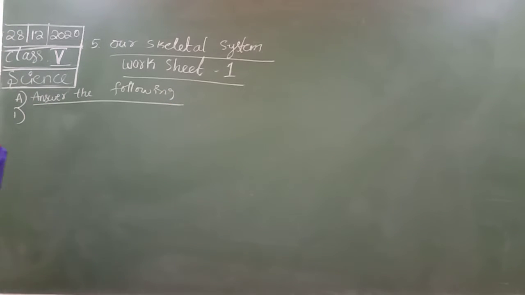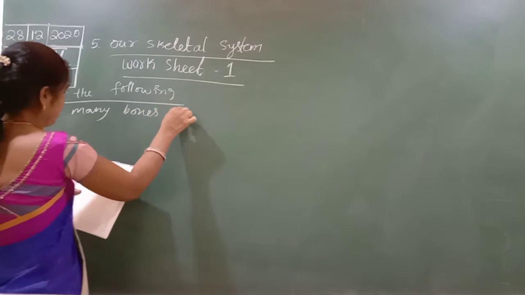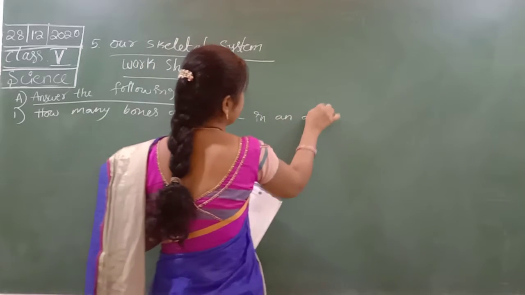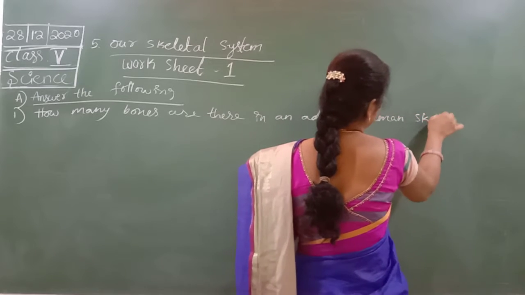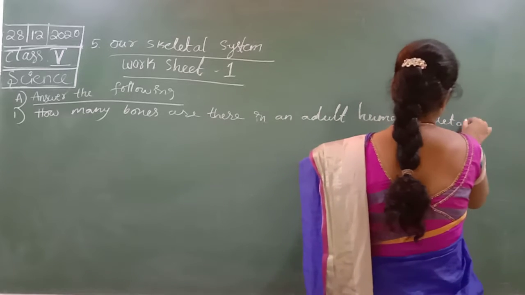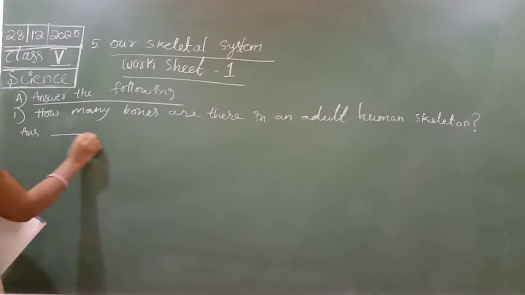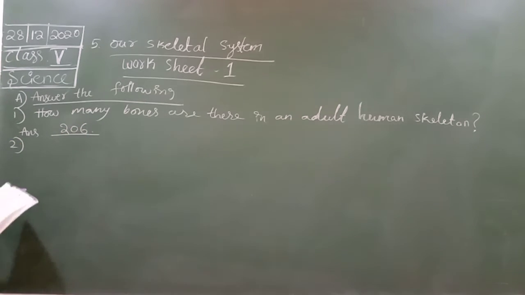First one. How many bones are there in an adult human skeleton? What is that answer? 206. Okay.